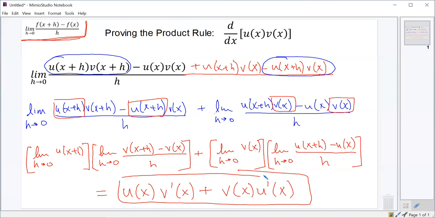And there we have the product rule for derivatives. The derivative of u of x times v of x is u of x times the derivative of v plus v of x times the derivative of u.